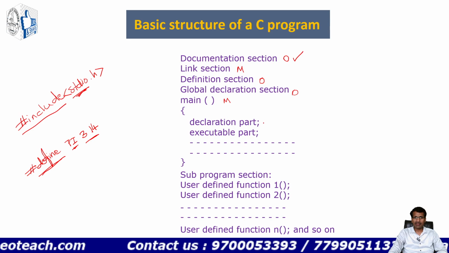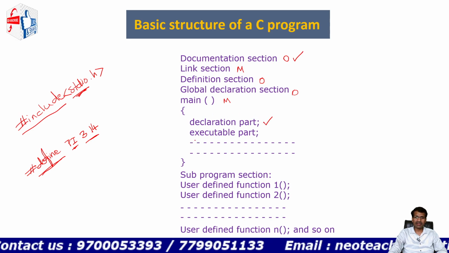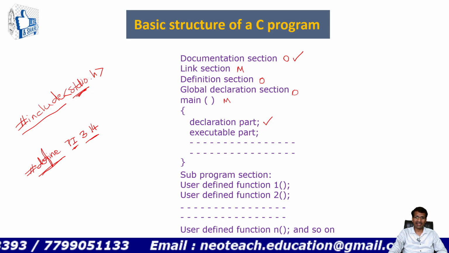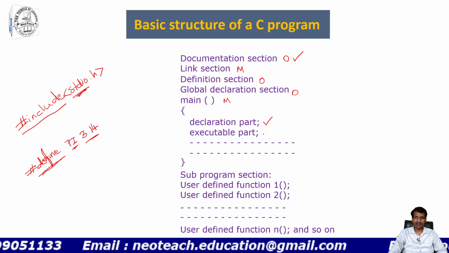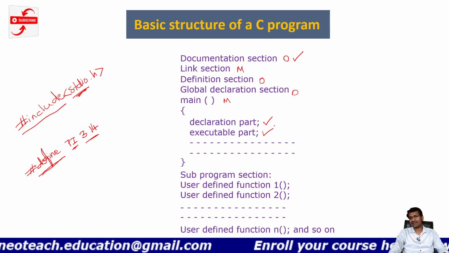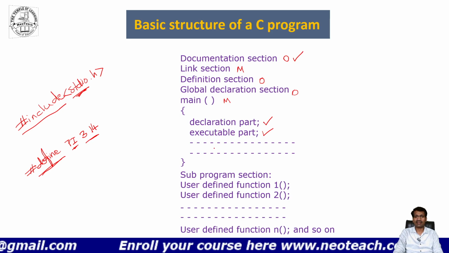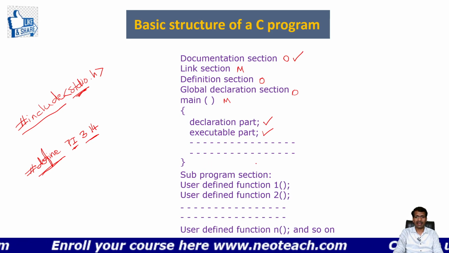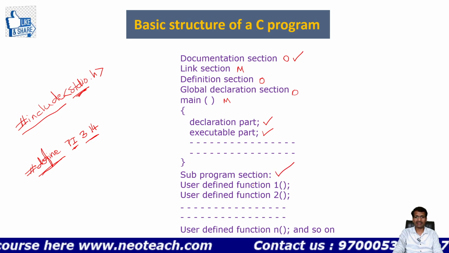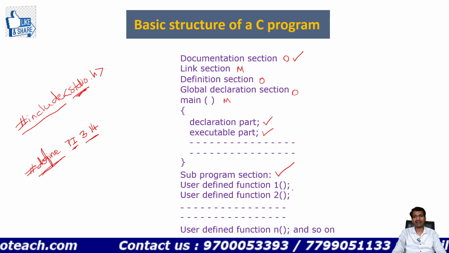Next, the declaration part, local declaration. We can declare the variables which we want to utilize within the main function. Those variables we can declare in this local declaration part. Next, the executable part. What is this? As per the requirement or functionality, we can write the business logic in this part. And the subprogram section, as I said, is extensible. Whenever you want to extend the functionalities by using user defined functions, you can write this section.